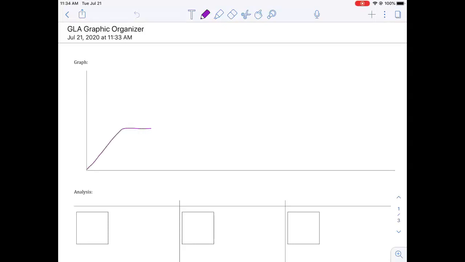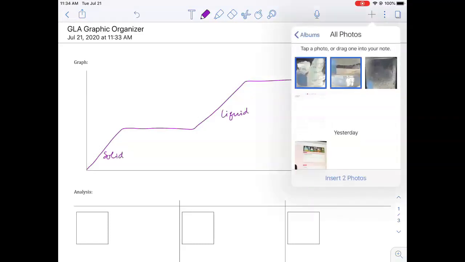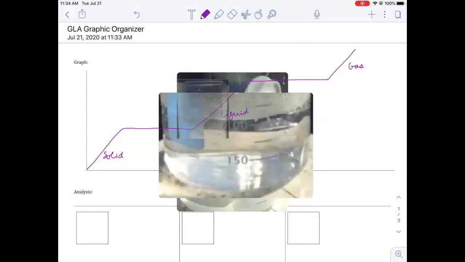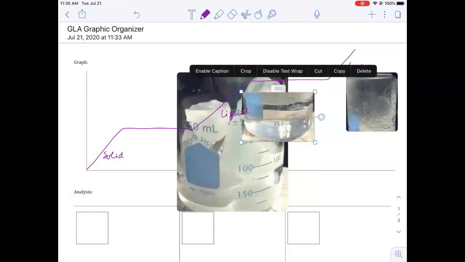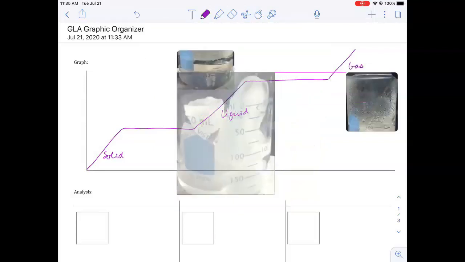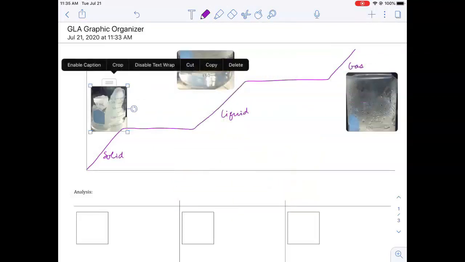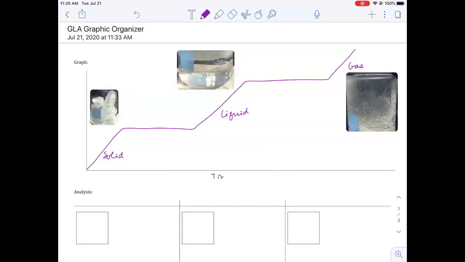So here we're going to fill out the graphic organizer for the states of matter. So I'm drawing my curve for what is called a heating curve would look like as we go from a solid to a liquid to a gas. So I'm going to drop in some pictures of our water demo. So this is where we went from solid water or ice to liquid and then boiling. And so our boiling liquid shows both the liquid and the gas.